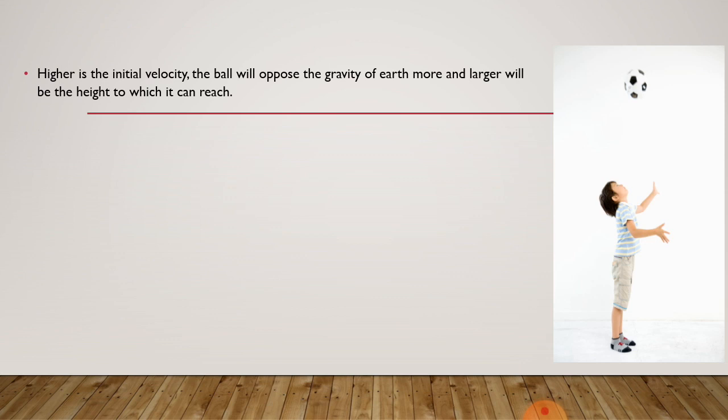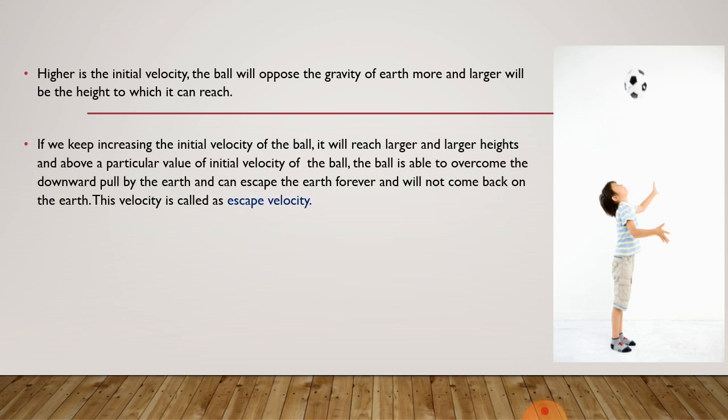The higher the initial velocity, the more the ball will oppose the gravity of the earth, and the larger the height it can reach. Yes, we have seen that. If we keep increasing the initial velocity of the ball, it will reach larger and larger heights, right? Above a particular value of initial velocity, the ball is able to overcome the downward pull of the earth and can escape the earth forever, and it will not come back to the earth. This velocity is called escape velocity.